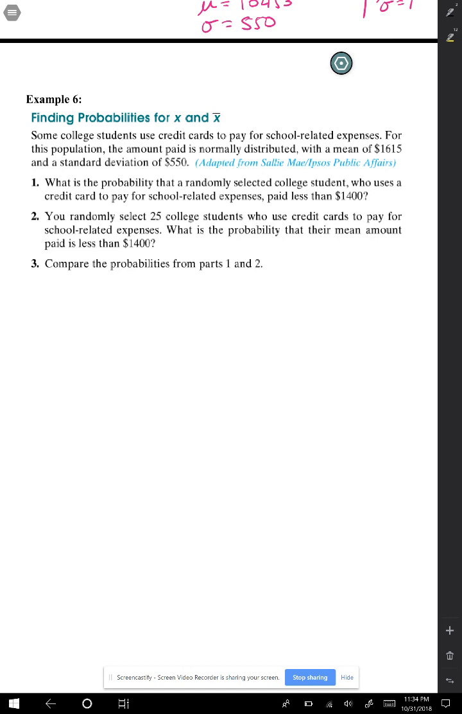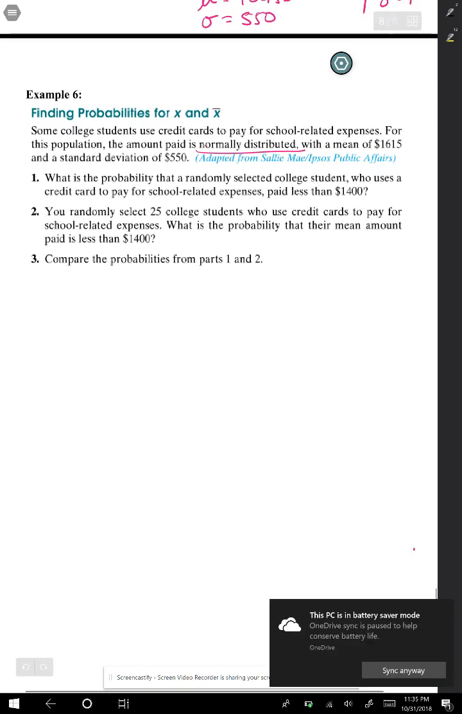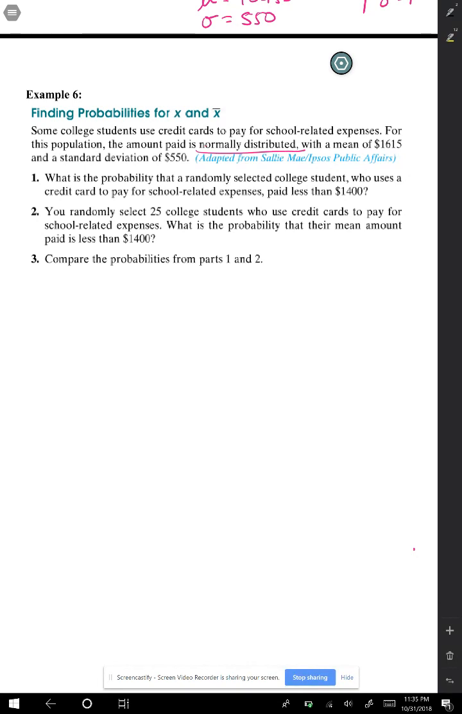The very last example we have here is finding the probabilities for X and X bar. We've got some college students using credit cards to pay for school-related expenses. For this population, the amount paid is normally distributed. That's important, because it doesn't matter what sample size we use, we will be able to use the central limit theorem regardless of the sample size. I know I've said that several times in this lesson, but it's important that you pay attention to that.